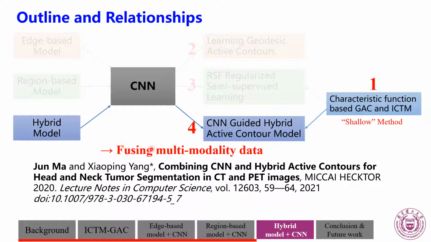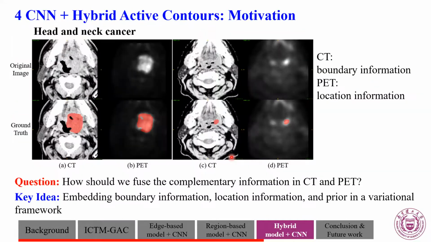The last work is to deal with multimodality segmentation for head and neck tumor segmentation. Radiation treatment planning for head and neck cancer involves careful delineation of the tumor target on CT images, often with the assistance of PET images as well.